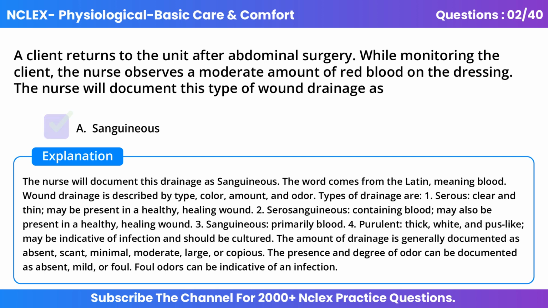The amount of drainage is generally documented as absent, scant, minimal, moderate, large, or copious. The presence and degree of odor can be documented as absent, mild, or foul. Foul odors can be indicative of an infection.